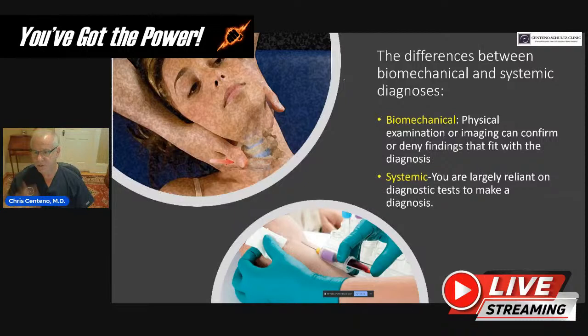So there's two different ways that we can make diagnoses in medicine. You've got a biomechanical diagnosis and a systemic. Now, the nice thing about biomechanical diagnoses, and the reason why I like them, is you can touch and feel them, right? You can do a physical exam. You can confirm or deny findings that fit with the diagnosis based on imaging. Whereas systemic, you've got a little bit of a problem. You're now reliant largely on diagnostic tests.